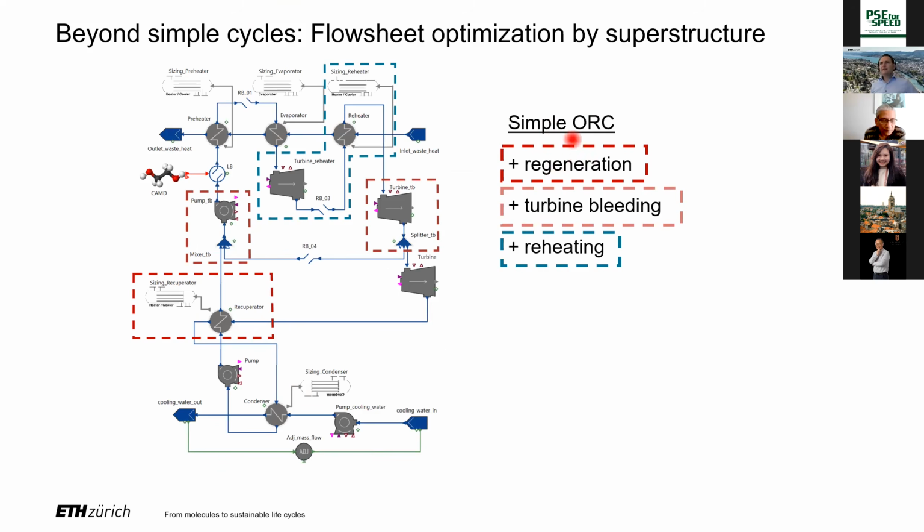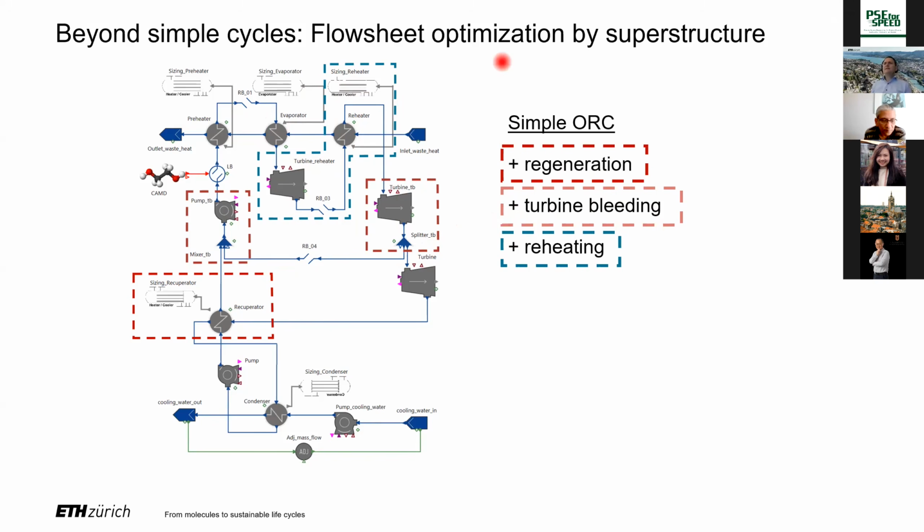So we had a simple ORC cycle, but what you can do is regeneration. That basically means after the turbine, I have a recuperator that is a heat exchanger so that I cool down my effluent from the turbine and use it to preheat my fluid coming in. I can do something similar with turbine bleeding. That's basically I take out a side stream from the turbine, and we can also have an intermediate reheater. That is basically we have a two-stage expansion process, and I added an additional heater in the beginning.